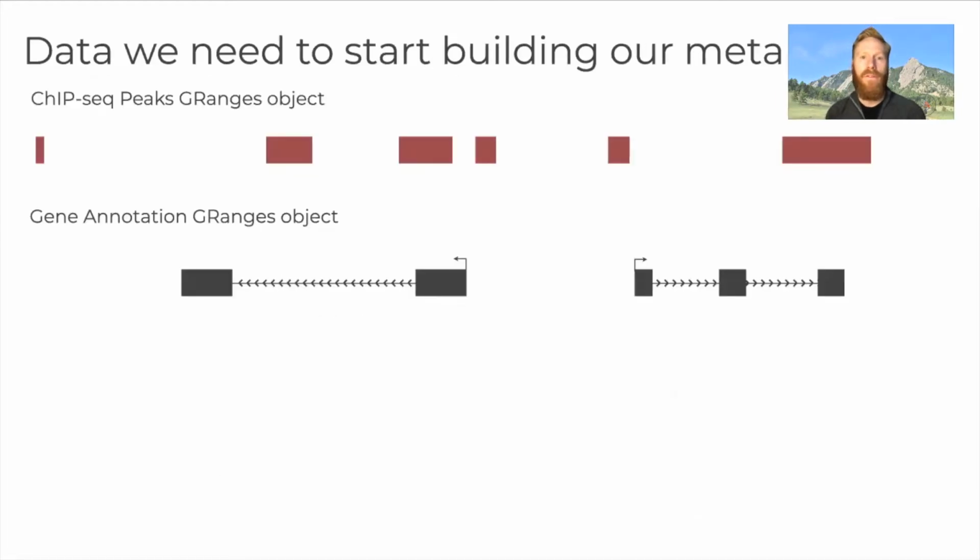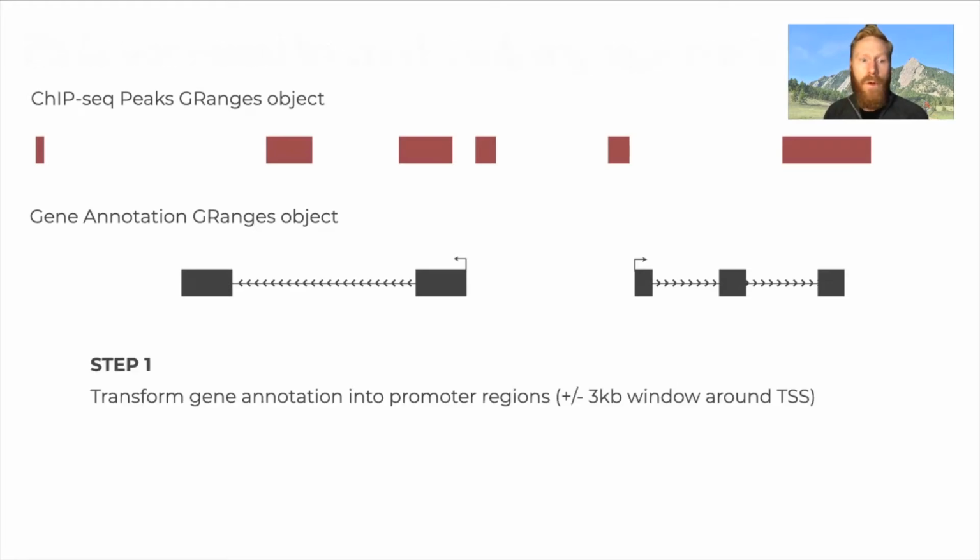So the data that we'll need to start building our metaplots is our ChIP-seq peaks GRanges object, which basically consists of all the peaks called from the MACS software, and also a gene annotation GRanges object. And we'll be using GENCODE annotation for this. So our first step is that we're going to transform the gene annotation into promoter windows, plus and minus 3 kb around the transcription start site.